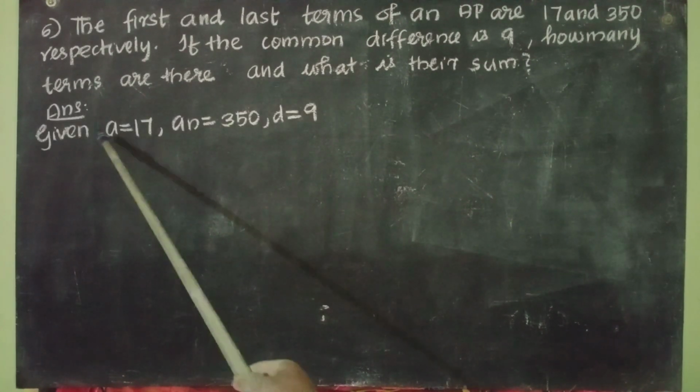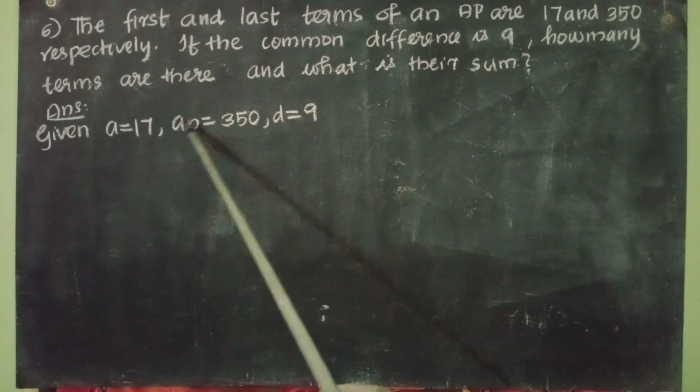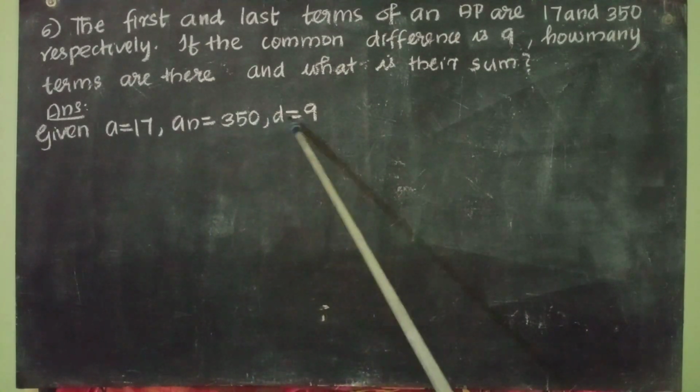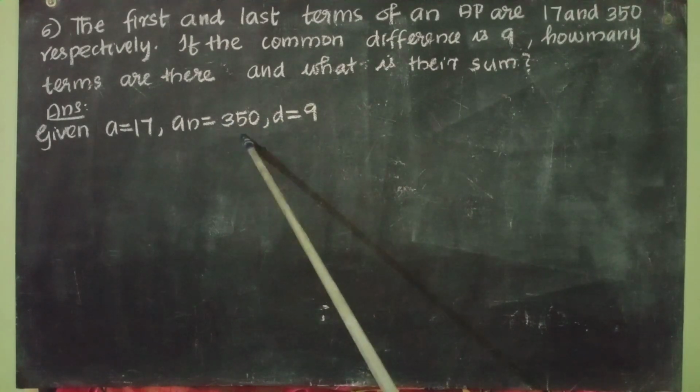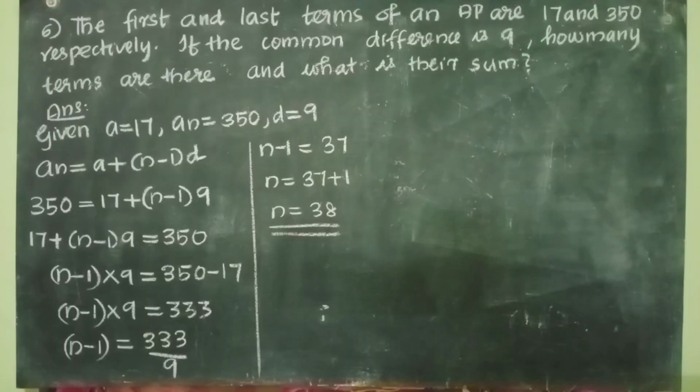So we can write the given things. Given a equal to 17, an equal to 350, d equal to 9. We can start with the an. an equal to a plus (n minus 1) into d. That is 350 equal to 17 plus (n minus 1) into 9. Change the sides. 17 plus (n minus 1) into 9 equal to 350. (n minus 1) into 9 equal to 350 minus 17. Plus 17 is taken to right side.